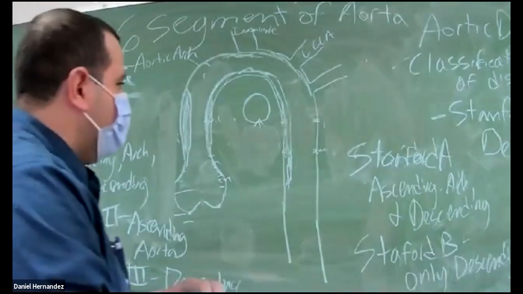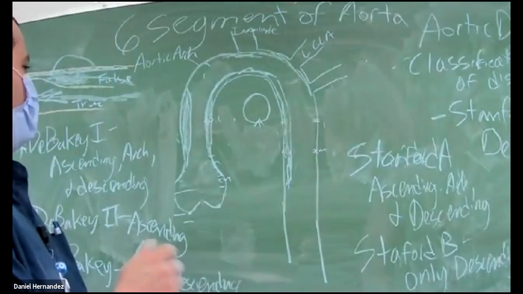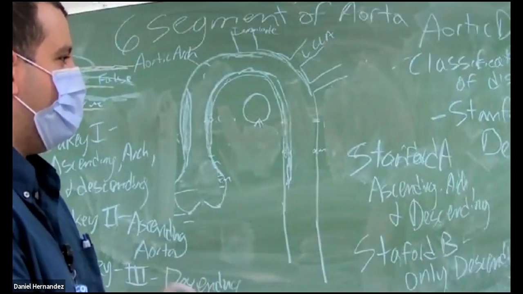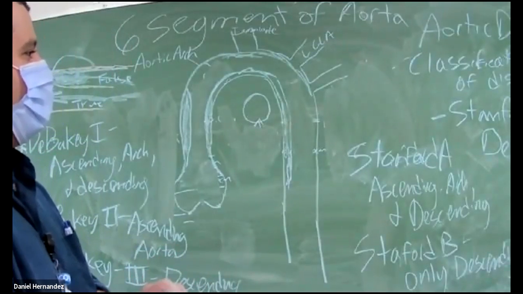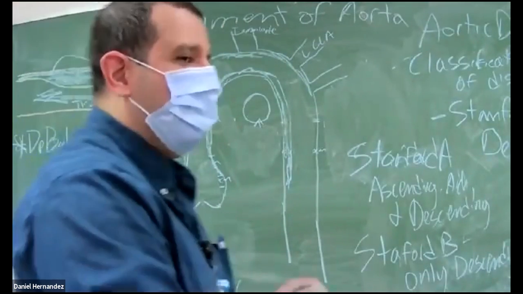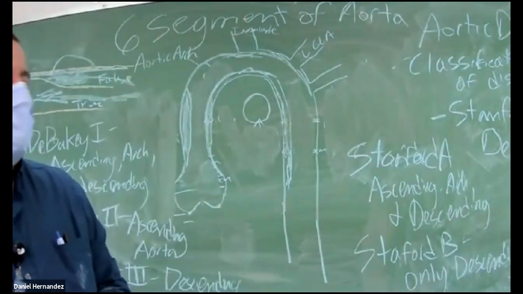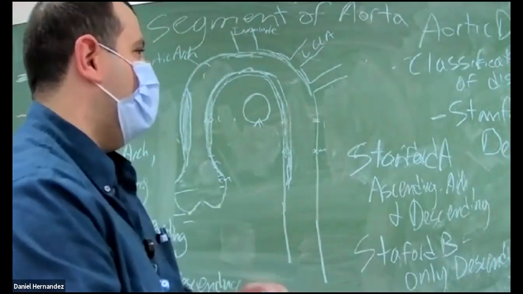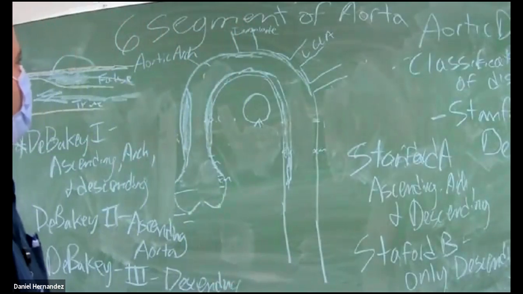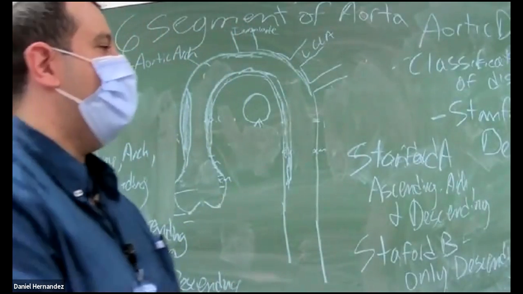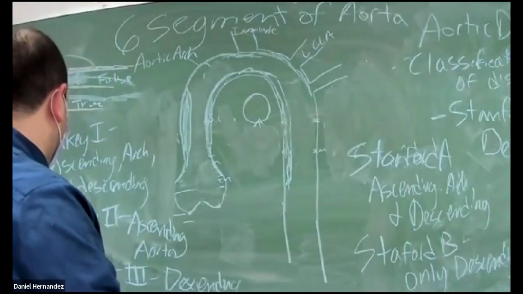So then how do we differentiate between DeBakey and Stanford if they're pretty much the same? Well, there's two different classification methods. You won't be asked to differentiate between the two of them. Certain hospitals will use a Stanford method for classifying it. Some hospitals will use a DeBakey method. It's just two different methods that you might encounter.